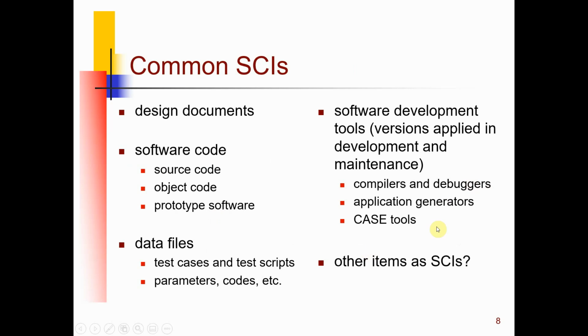So these are the common SCI configuration items, like a design document, the source code, and the data file, including the test cases, test script, parameters, code, and code for the test cases, and then tools, development tools. So the compiler, debugger, application generator, case tools. So any tools you will use, we'll also put into the control.